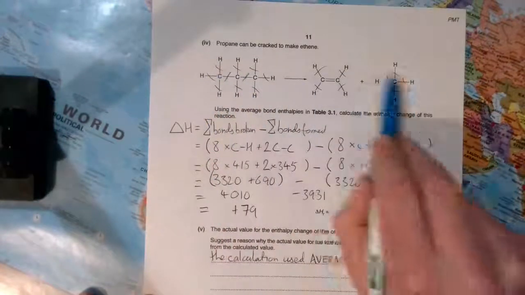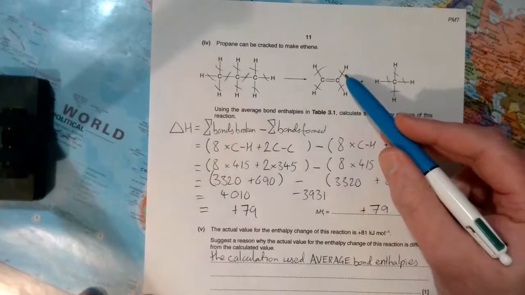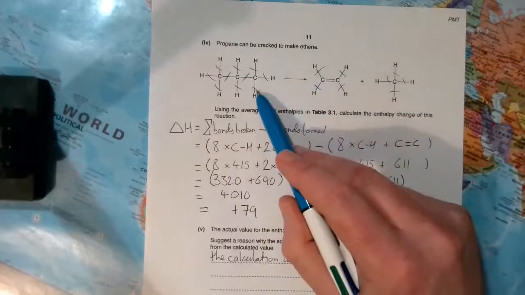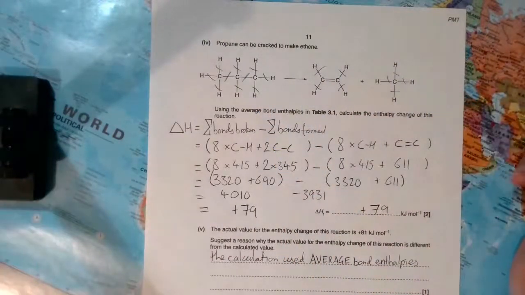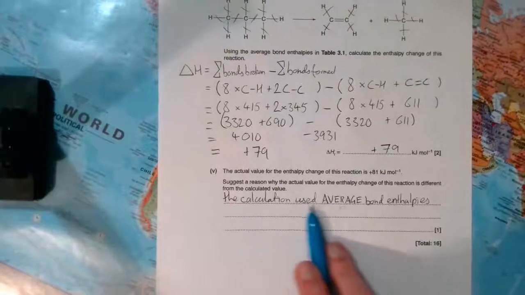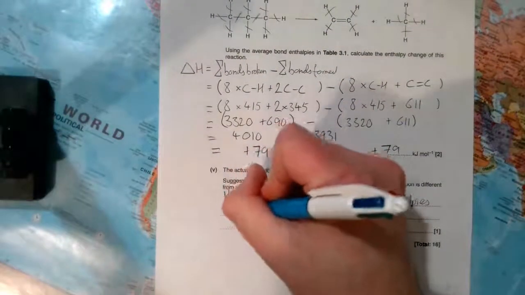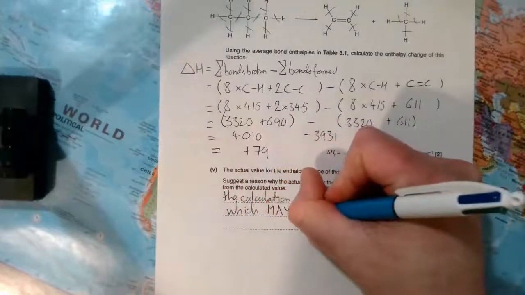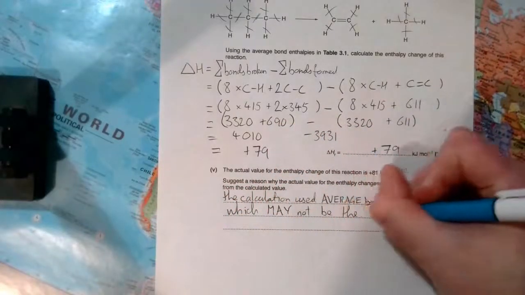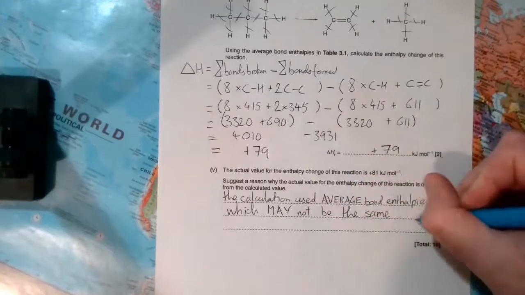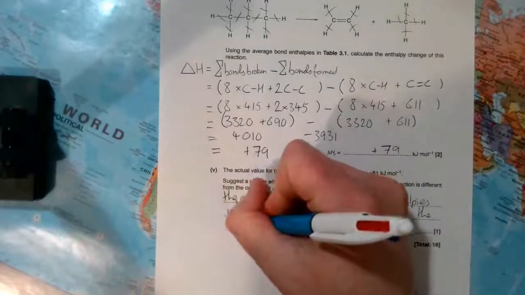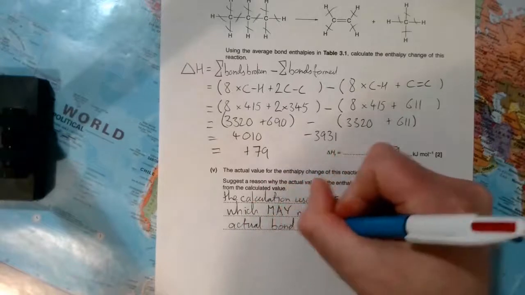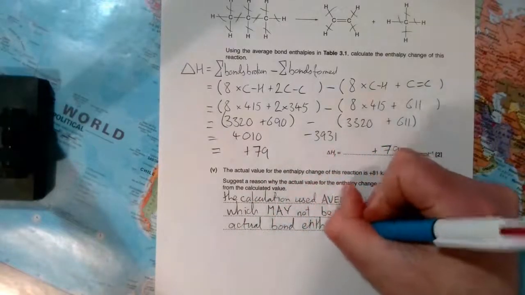If you look up here, we broke 8 CH bonds and we formed 8 CH bonds, but the CH bond in ethene will be slightly different to the CH bond in propane, and both of these will be slightly different to the CH bonds in methane. So what you have to put is: the calculation used average bond enthalpies, and then the crucial bit, which may not be the same as the actual bond enthalpies for these chemicals.